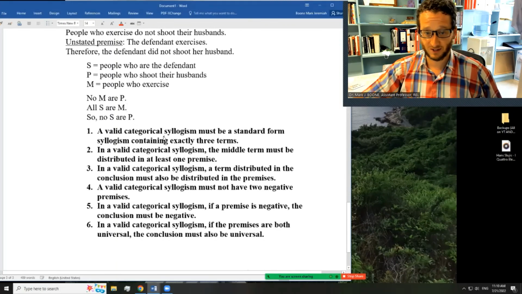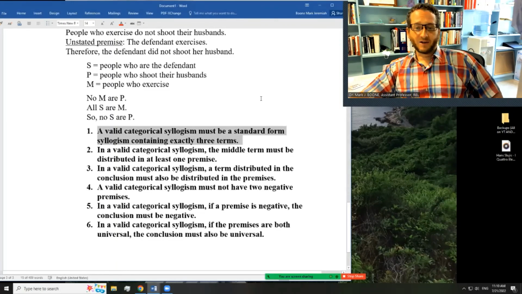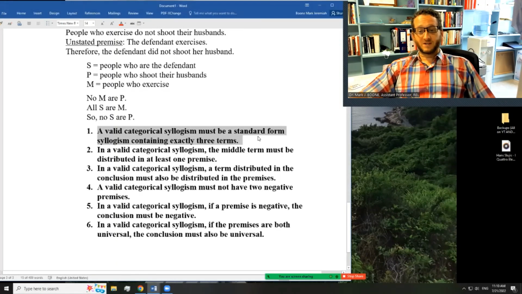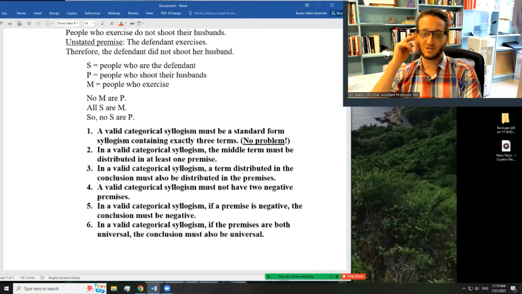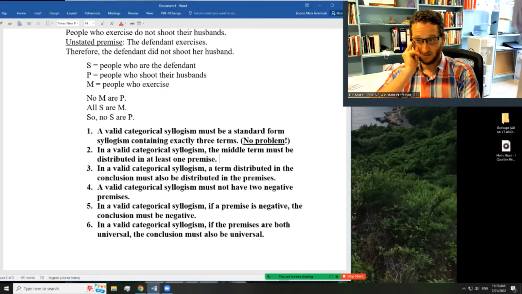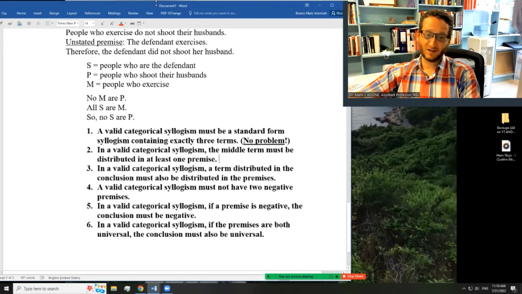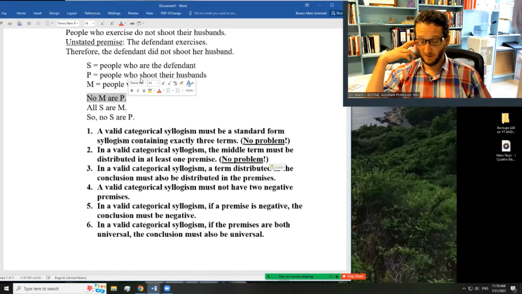So let's check the 6 rules. A valid categorical syllogism must be standard form containing exactly 3 terms. No problem. This syllogism does not break that rule. In a valid categorical syllogism, the middle term must be distributed in at least one premise. The middle term is M, and M is distributed in the first premise. It's distributed in the first premise because the first premise is an E-form proposition.